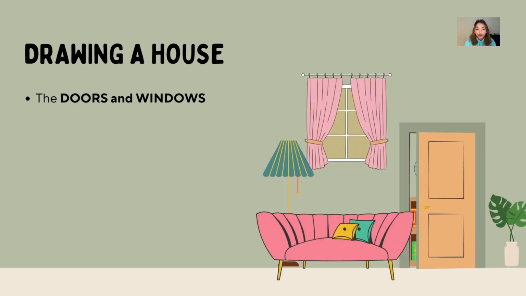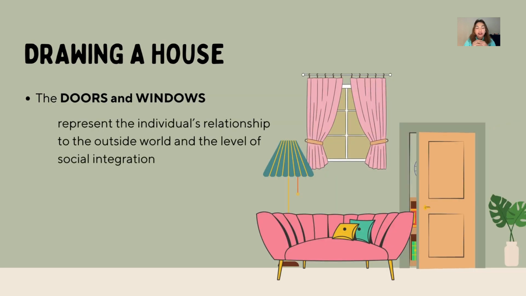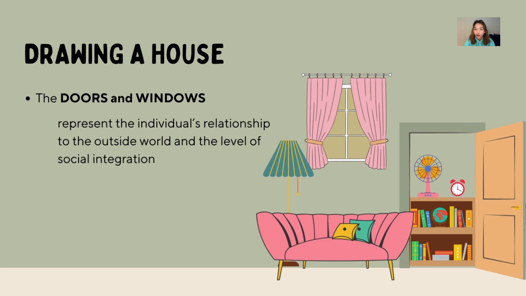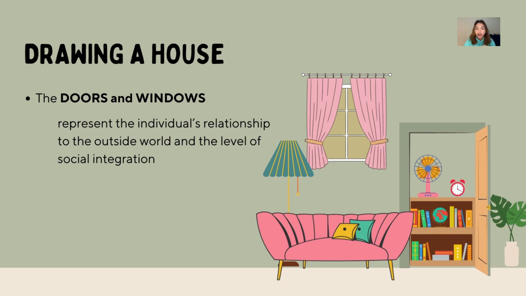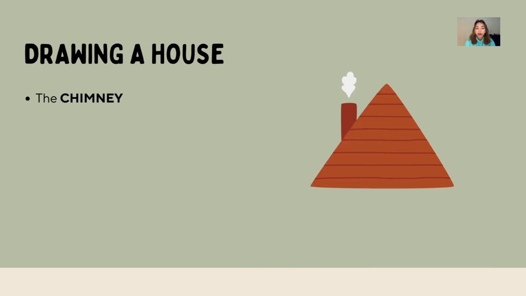The doors and the windows of the house represent the individual's relationship to the outside world and the level of social integration. And lastly, the chimney represents, according to Hammer, either masculinity or warmth. But remember that Hammer told us that interpretation of drawings may vary from one analyst to another.